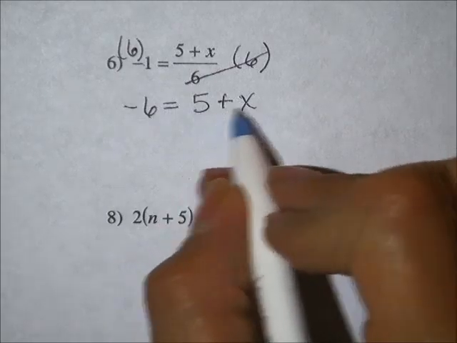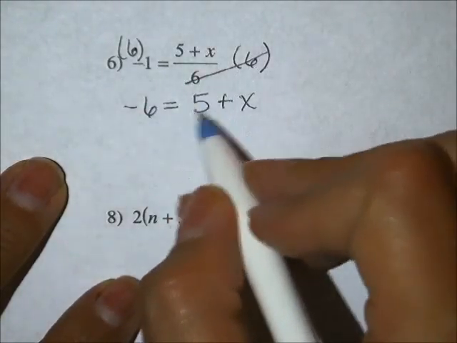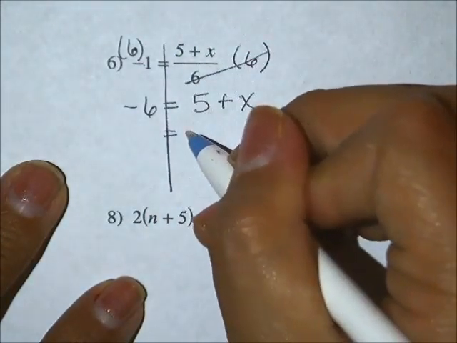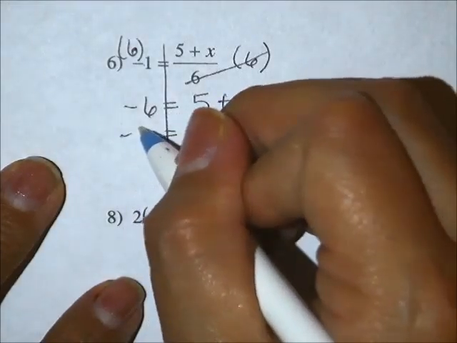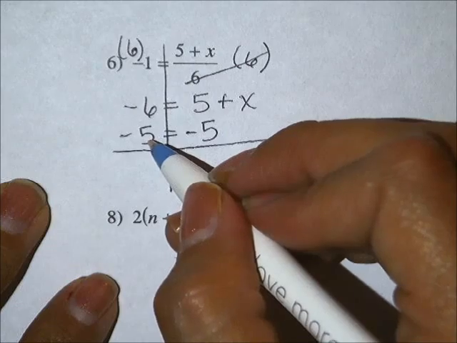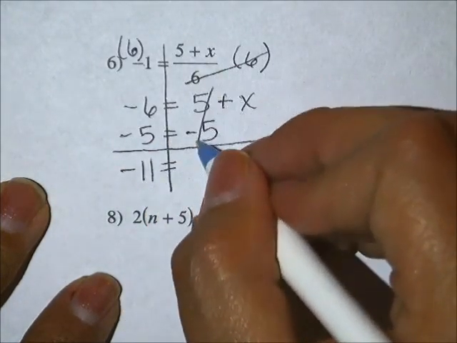Okay. Now, 5 plus x, what do I need to get rid of? The 5. Is that a positive 5? Yes. How do I get rid of a positive 5? If I do it to one side, I have to do it to the other. How about -6 and a -5? Good. Bring down your equal sign.